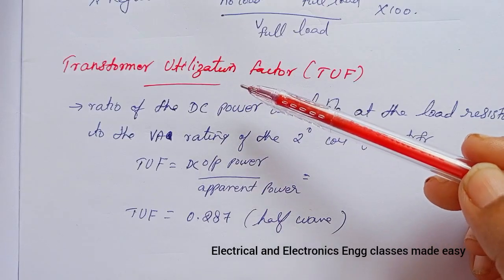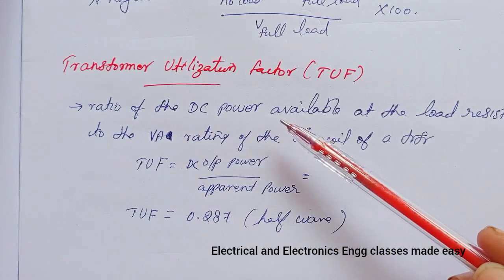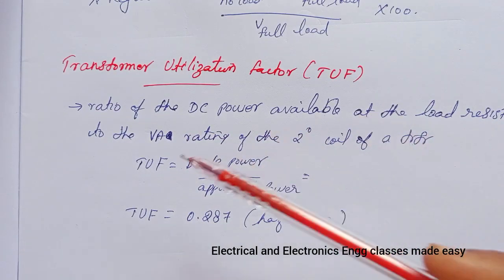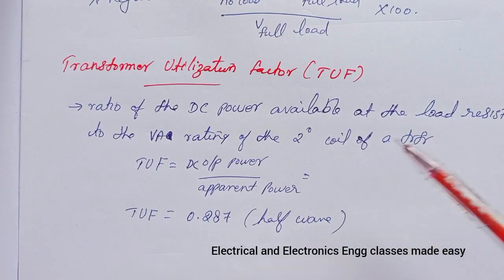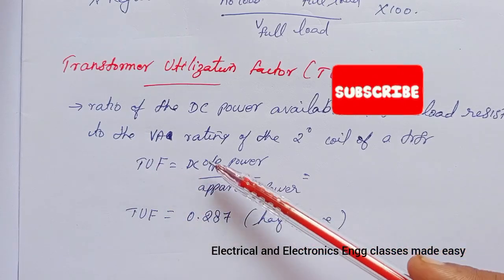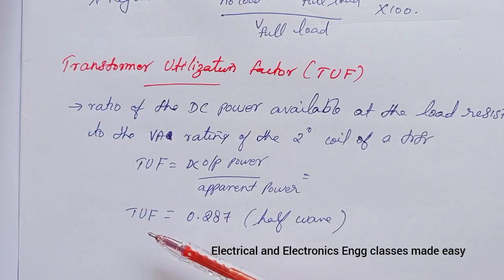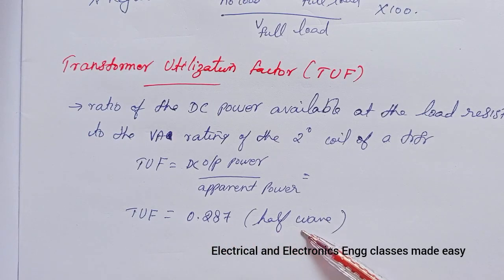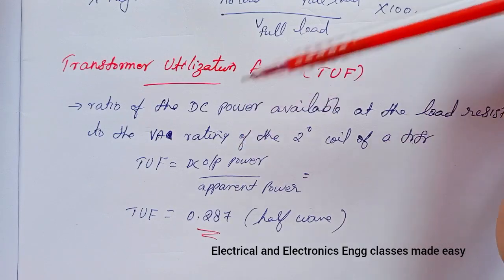Next is transformer utilization factor, TUF. It is defined as the ratio of the DC power available at the load resistor to the VA rating of the secondary coil of a transformer. VA rating means the apparent power. So we can write TUF is equal to DC output power divided by apparent power, and the transformer utilization factor for a half-wave rectifier is 0.287. So that is about the half-wave rectifiers.